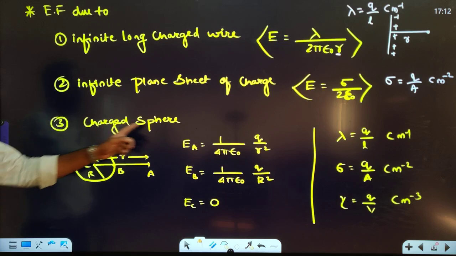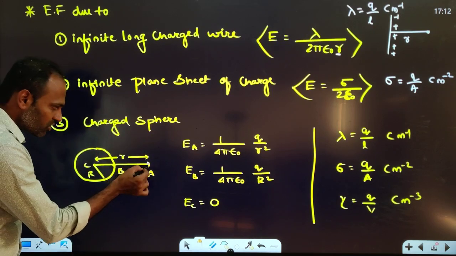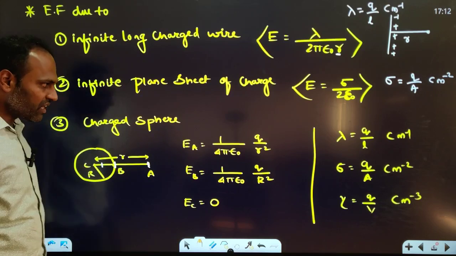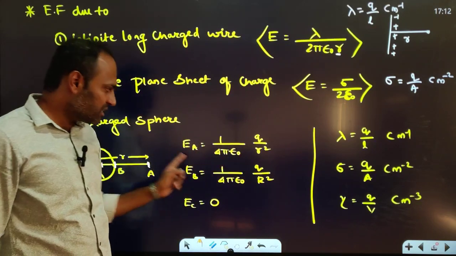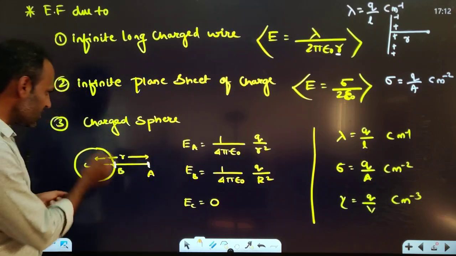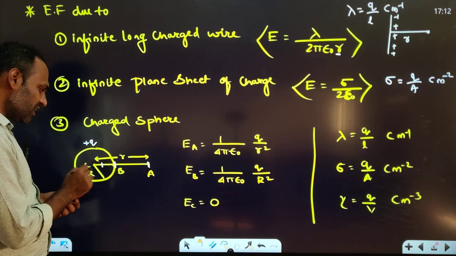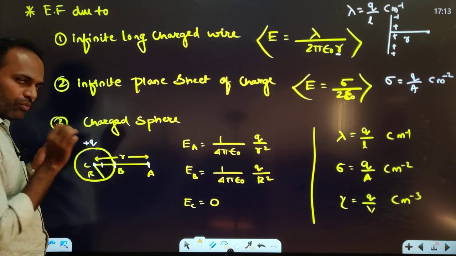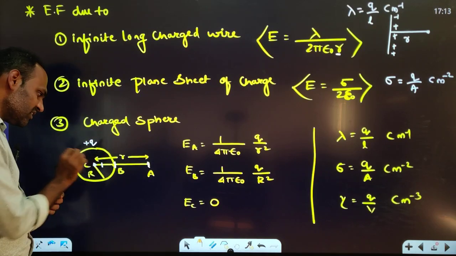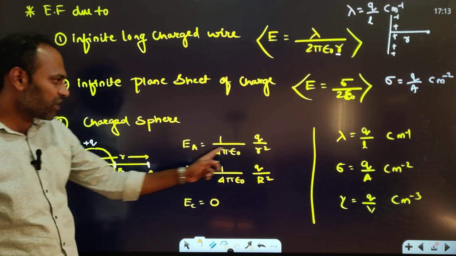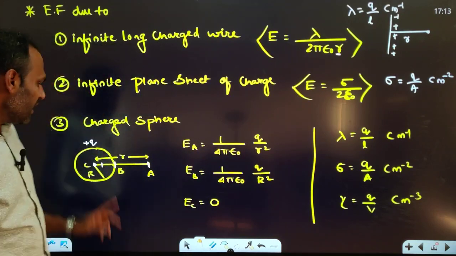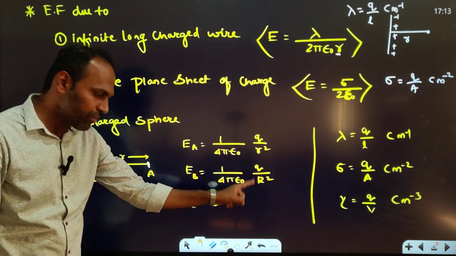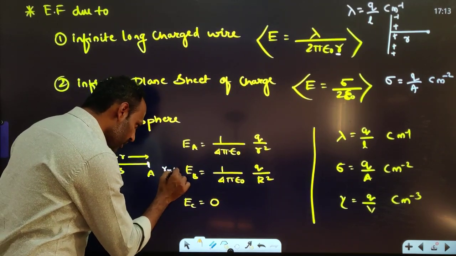Okay, next, electric field due to the charged sphere. Here we take 3 points. Outside point that is A, surface point that is B, and inside point that is C. Electric field outside the sphere will be the same as that of a point charge. That means you should take this charged sphere as a point charge which is at the center. That point charge is at the center of the sphere. So electric field outside the sphere will be 1 by 4 pi epsilon naught Q divided by small r square. Electric field on the surface of the sphere will be 1 by 4 pi epsilon naught Q divided by radius square, capital R square, because here small r will be equal to capital R.